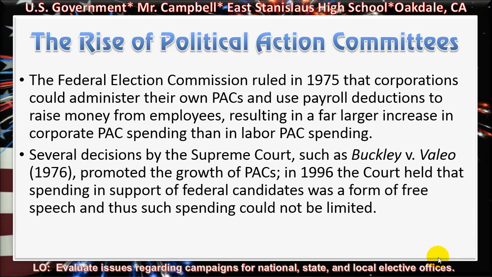Several decisions by the Supreme Court, such as Buckley versus Valeo in 1976, promoted the growth of PACs, and in 1996, the court held that spending in support of federal candidates was a form of free speech, and thus such spending could not be limited, kind of partially the basis for the previously mentioned Citizens United decision.